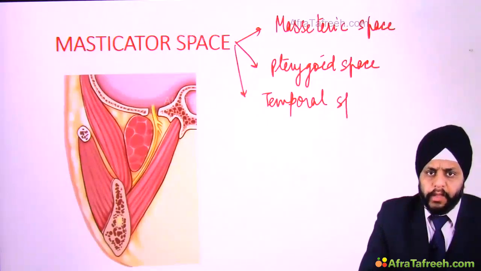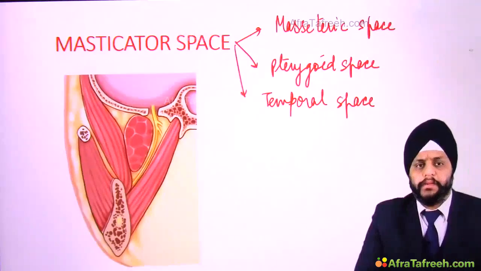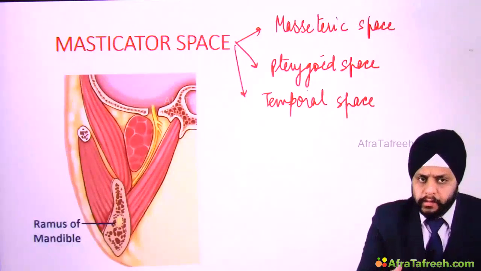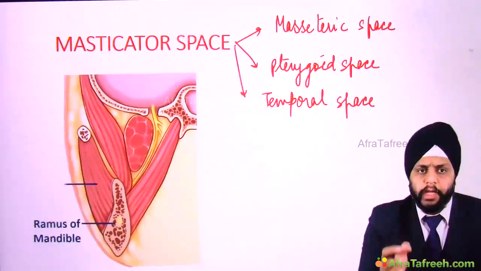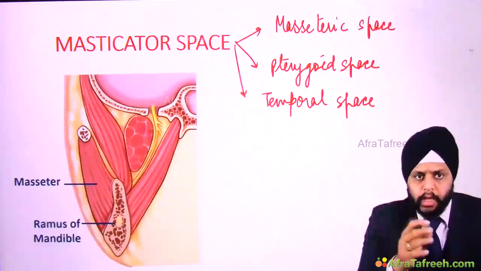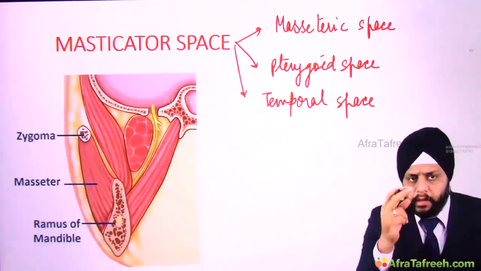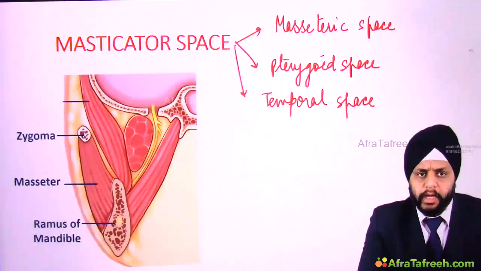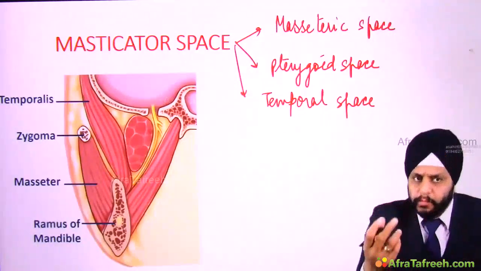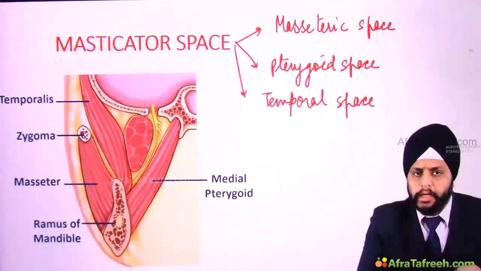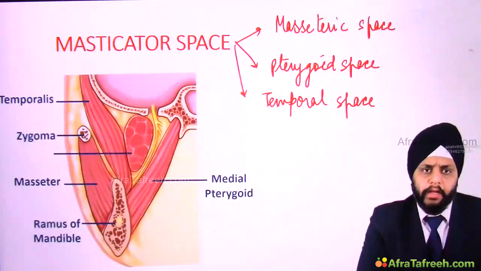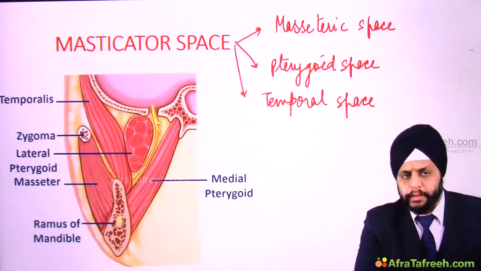Remember, what are the masticatory muscles? We can see in this diagram, we have the ramus of the mandible. On the lateral aspect of it, we have the masseter, and the masseter is attached to the zygoma over there. Then we have the temporalis muscle. Next we can see the medial pterygoid muscle, and the lateral pterygoid muscle.